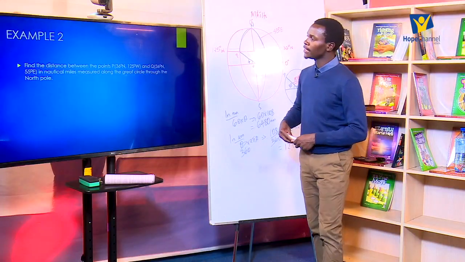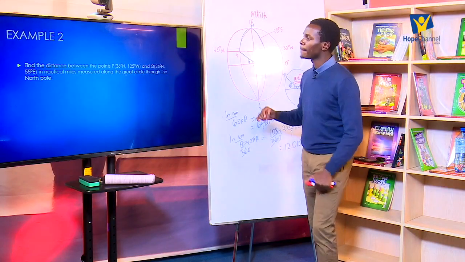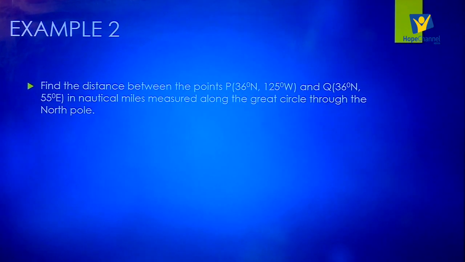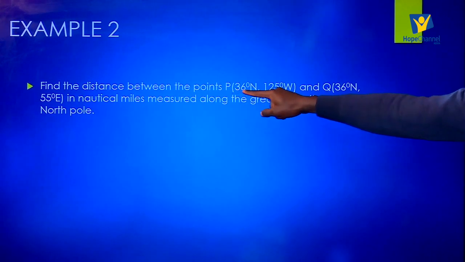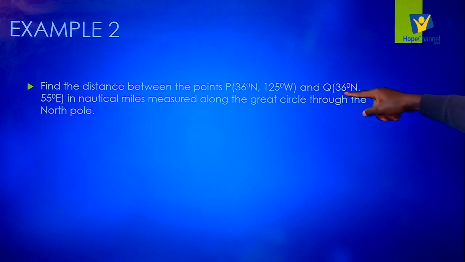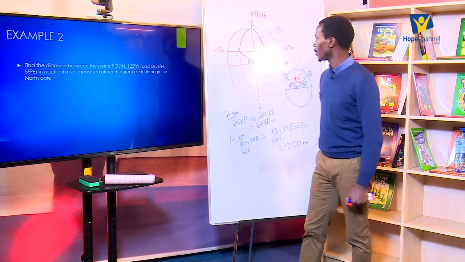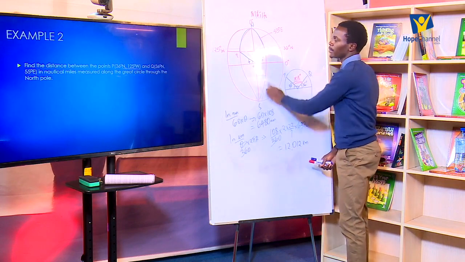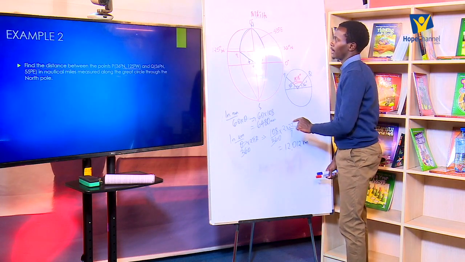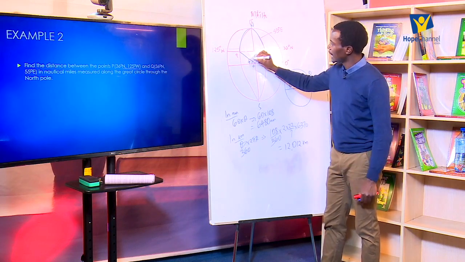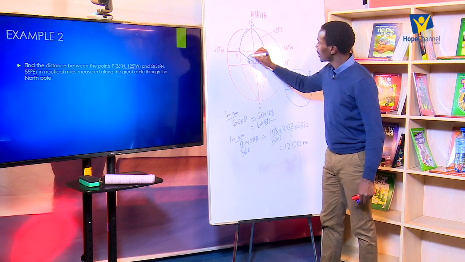I want to repeat something here. We are finding the distance between 2 points that are on the same latitude, that is on the same small circle. Like for example, P is 36 degrees north, same as Q, which is 36 degrees north. But we cannot find that distance along the small circle because we have been given a condition that it must be along the great circle through the North Pole. Somebody else can take the South Pole rather. What you're supposed to do first of all is get the angle between them, just as I stated.